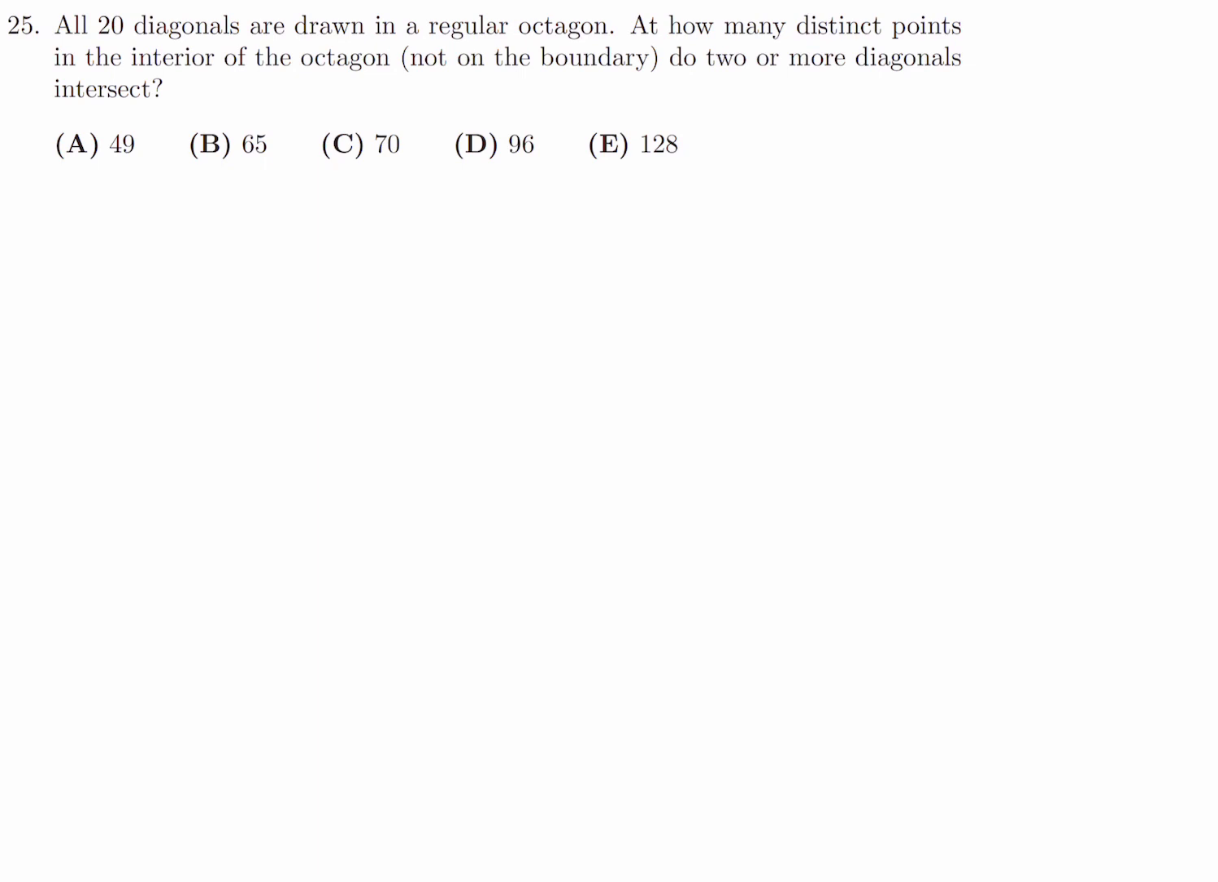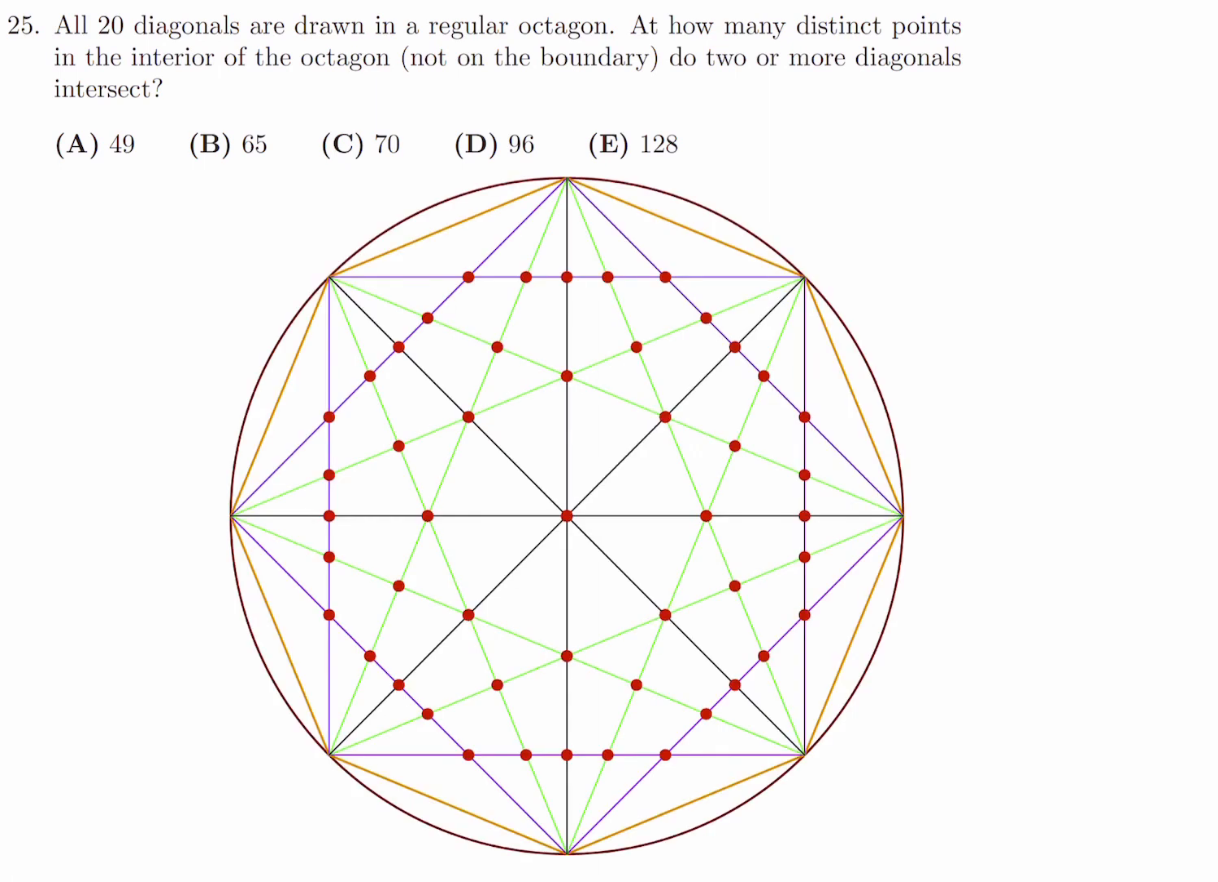All 20 diagonals are drawn in a regular octagon. At how many distinct points in the interior of the octagon, not on the boundary, do 2 or more diagonals intersect? Here is the non-scientific way.